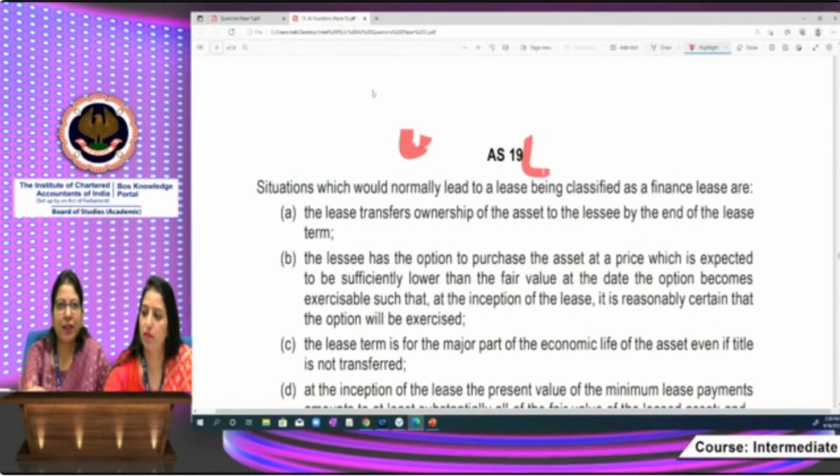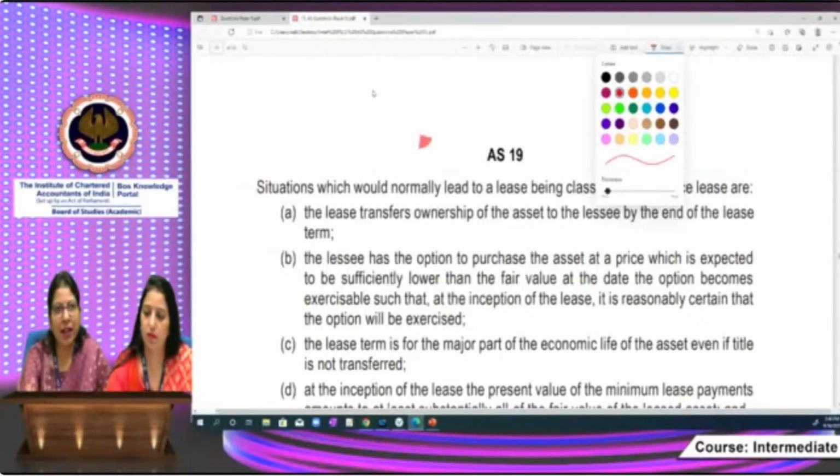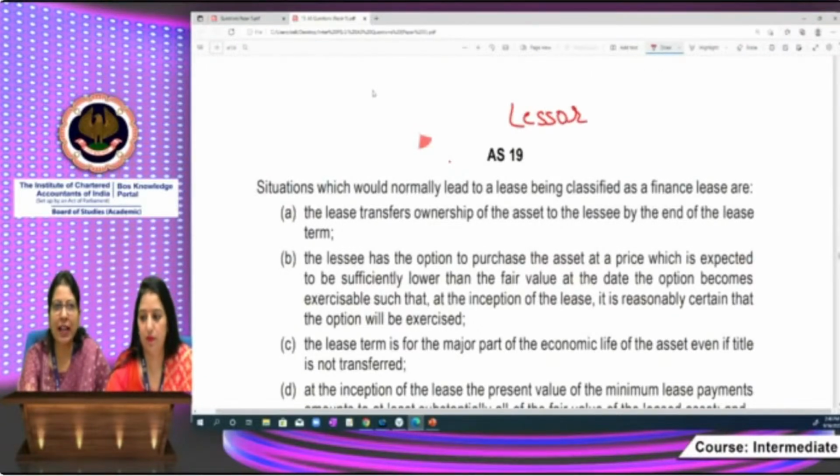The lessor is the one who gives the asset on lease to another party. Only the right to use the asset is being transferred and not the ownership. So remember this point, that the ownership in the asset is still with the lessor. It is not being transferred to the lessee. Only the right to use the asset is being transferred to the lessee for a consideration which will be paid on a yearly basis. It is called lease rent.